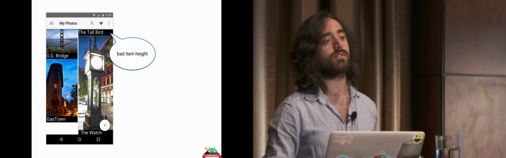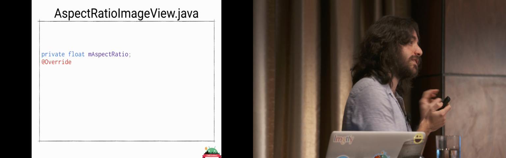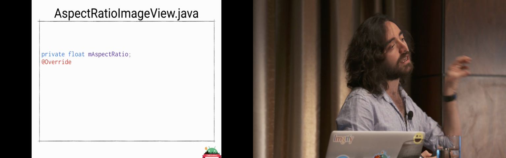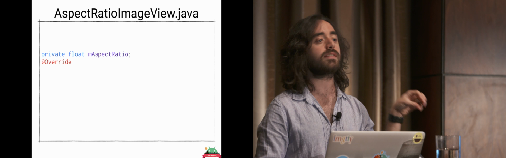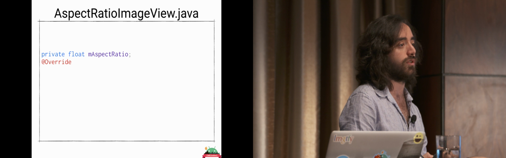And the way to avoid this one is, well, write your custom image view. It's very simple. This is a very specific solution for this case, but we have this AspectRatioImageView, which can size itself based on a known aspect ratio.